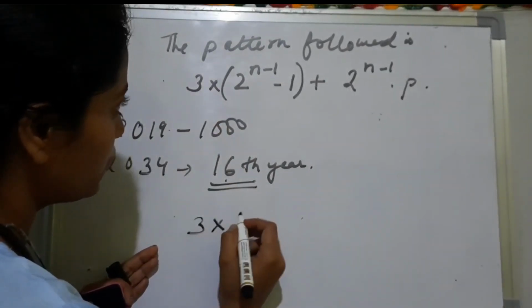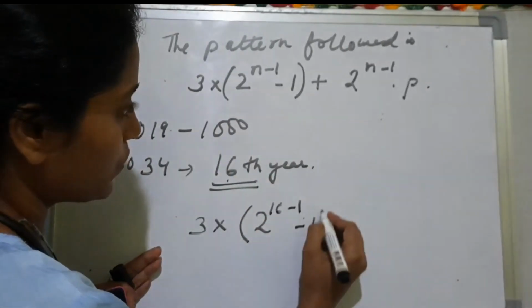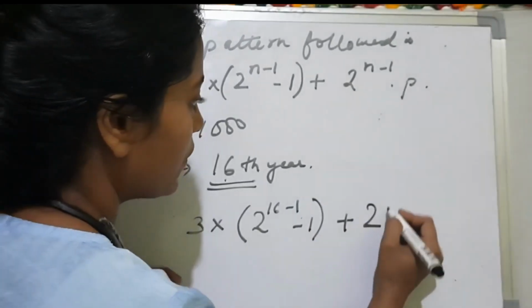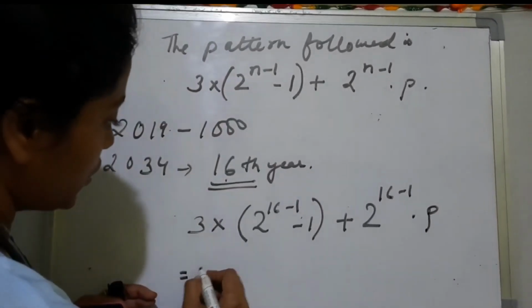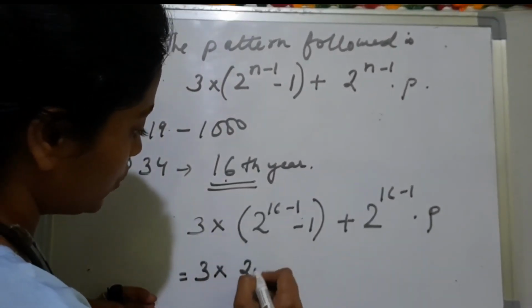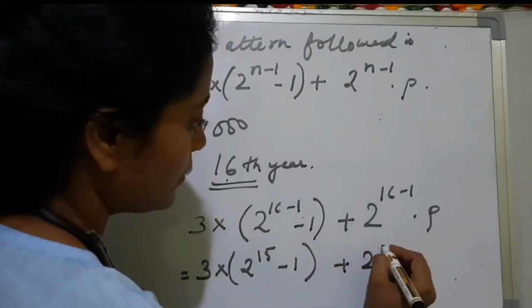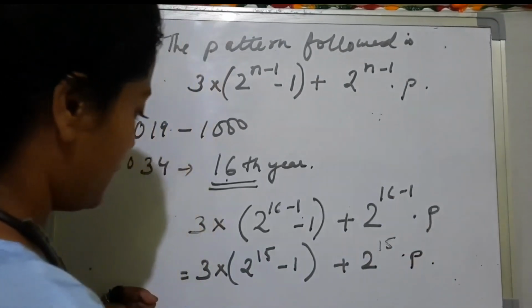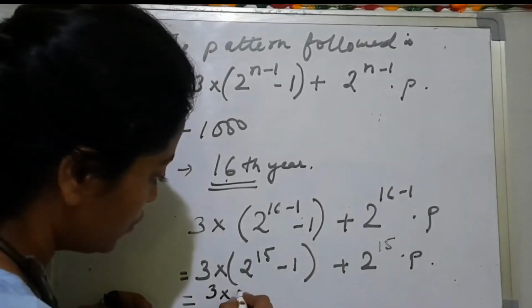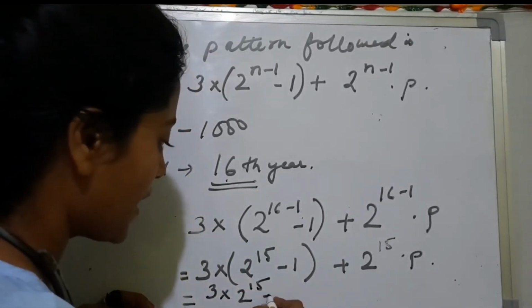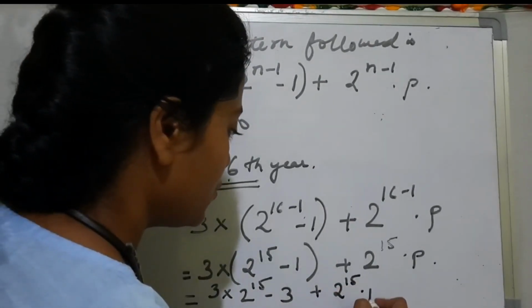That is 3 into 2 to the power n equal to 16 minus 1, minus 1, plus 2 to the power 16 minus 1 into p. So here we will get 3 into 2 to the power 15 minus 1 plus 2 to the power 15 into p. If we open the bracket, we will get 3 into 2 to the power 15 minus 3 plus 2 to the power 15 into p.